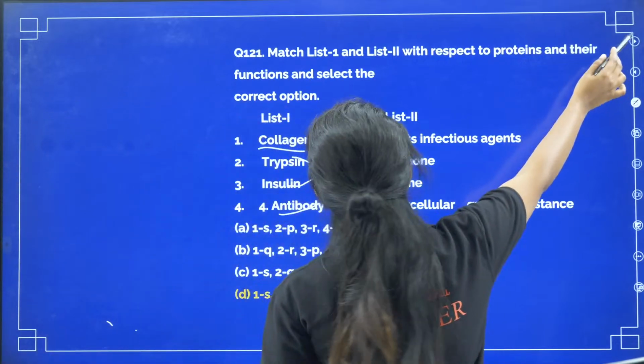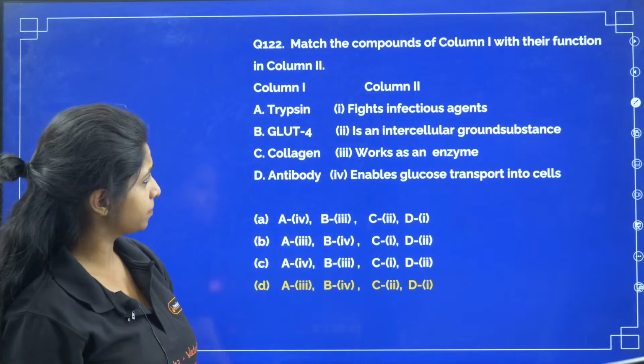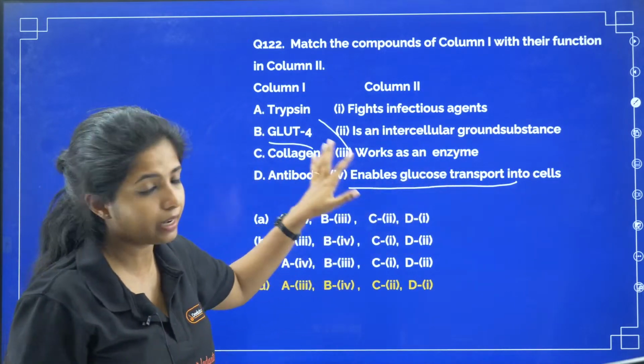Going ahead with the next question, match the compounds. Trypsin, as I told you, is basically an enzyme. GLUT4 enables glucose transport into the cell.